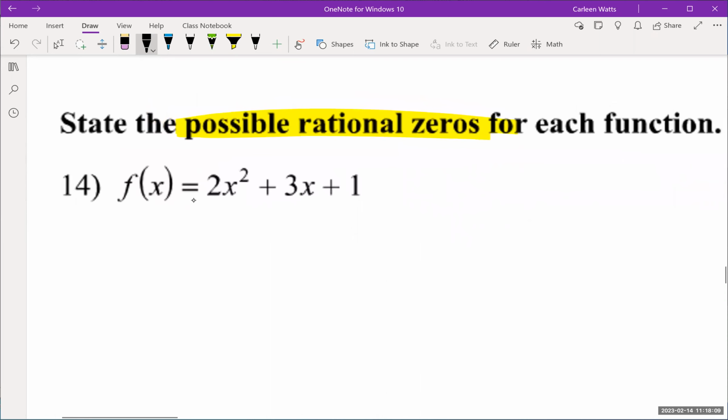Now, this is what you're going to do. Notice we have a number in front, complicates things. So we're going to do P's over Q's. The P's are the factors of 1. The Q's are the factors of 2.